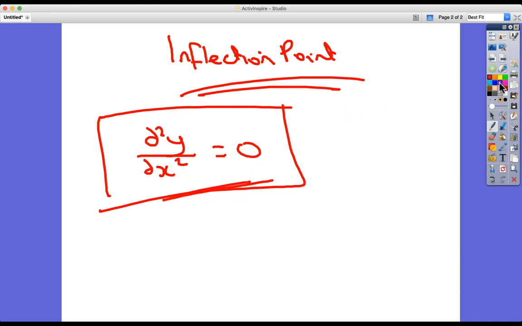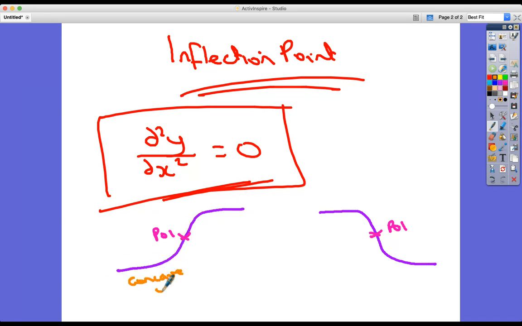And what it means is that an inflection point resembles an S shape, either this or the mirror image of it, okay? An increasing function or a decreasing function. The point of inflection is right in the middle. I'm going to call it POI, point of inflection. And in this case, you can see that this is concave up to concave down. And here we've got concave down to concave up.